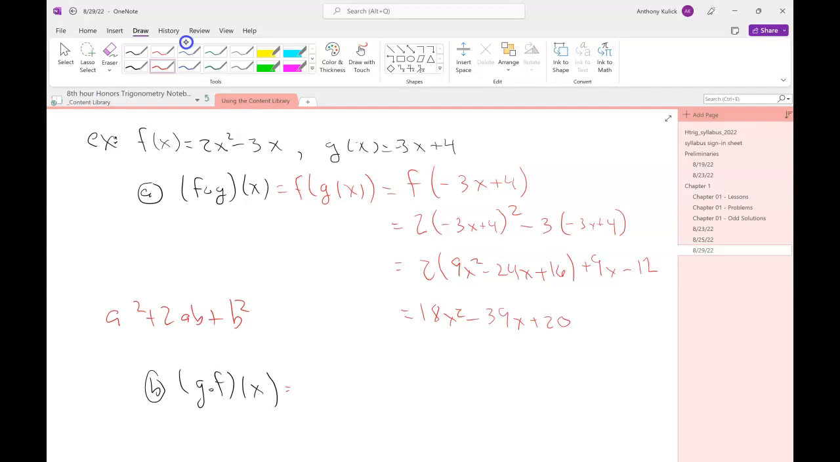Ugh! Again, I got snookered by Mr. Kulik. Well, guys, it's okay. It is okay. So if I look at g, it says I do negative 3 times something plus 4. What's that something going to be? F of x.